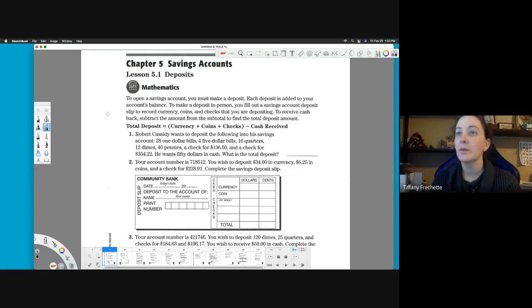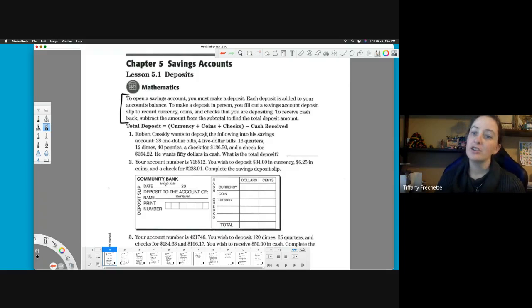All right, we are going to look at this bit here. This is our summary of the section, basically. To open a savings account, you must make a deposit. Each deposit is added to your account's balance. To make a deposit in person, you fill out a savings account deposit slip to record currency, coins, and checks that you are depositing. To receive cash back, subtract the amount from the subtotal to find the total deposit amount.